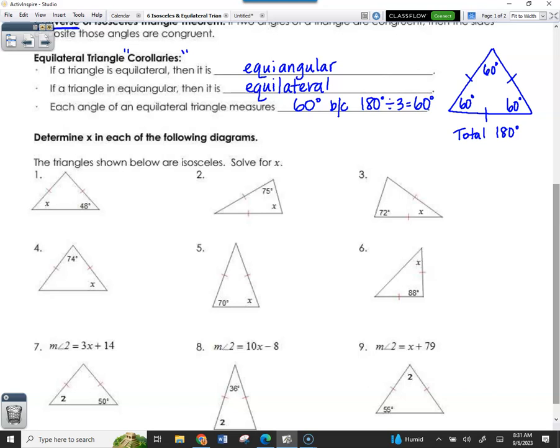Number 1, we've got a triangle. We have clear markings to show it's isosceles. Is it turned like a rooftop? Yes. Find your base angles and mark them, because then you're going to clearly see that x is 48.